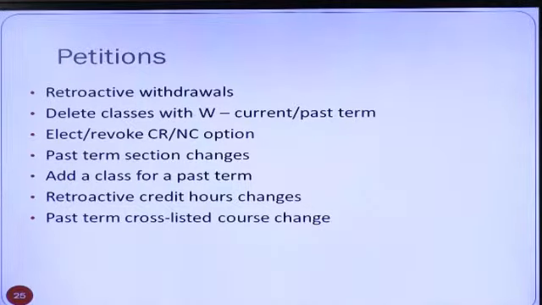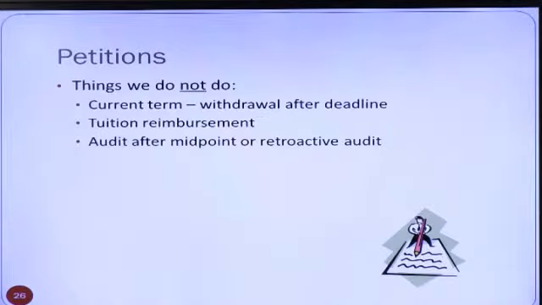If a student wants to delete classes with a W, meaning they withdrew after the drop deadline. The credit, no credit option, they want to elect it or revoke it. Sometimes, like I say, they need a class for their major, so they need to revoke that. They didn't realize it at the time, things like that. If they need to add a class, credit hour changes, and section changes. So those are kind of the things that the petition is able to employ.